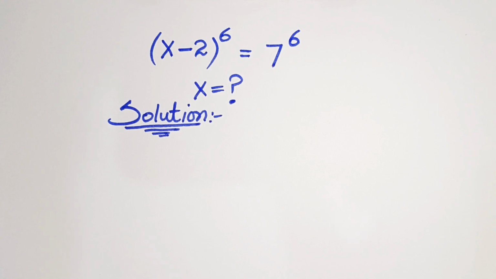Today we have a nice algebra problem, that is (x minus 2) to the power 6 is equal to 7 to the power 6. Here we have to find the value of x.